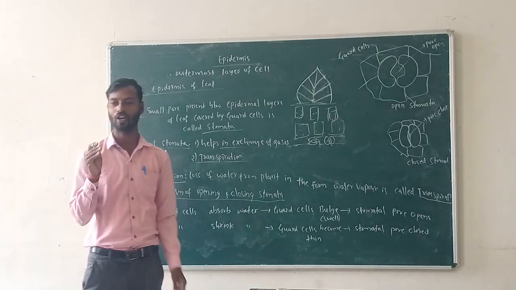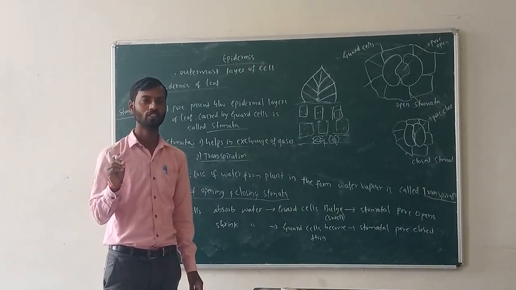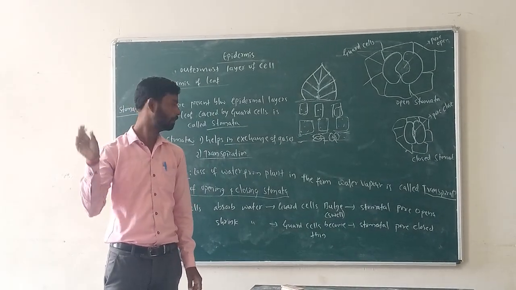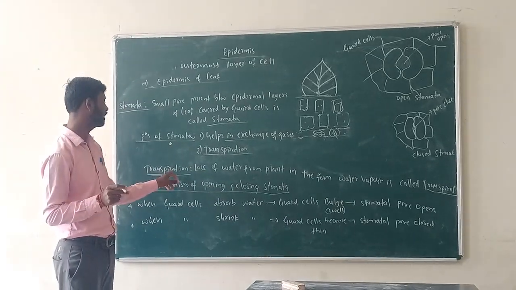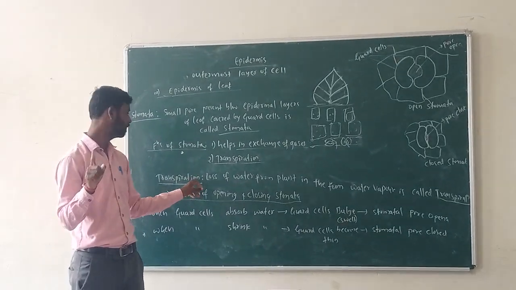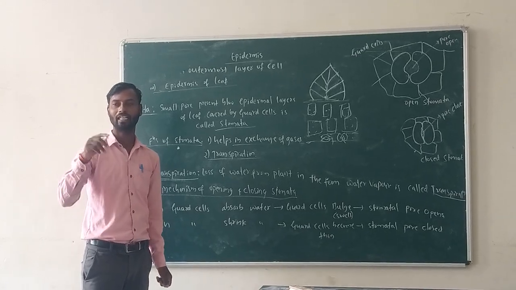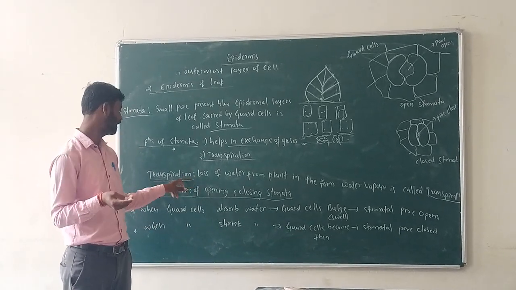Transpiration means loss of water. Loss of water in the form of water vapor in plants. That process is called transpiration. Transpiration is one method of excretion, by which waste products are liberated by the plants.